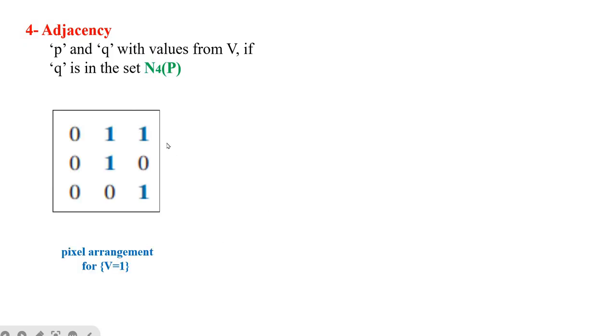Suppose here I consider this as the image and these are the pixel values. Here we are taking V equal to 1, which means that only the elements from this set can be included for making connections. If I choose this pixel, it can be connected only to this pixel, because its value is 1. I cannot connect it with these other pixels, because their values are zeros, as we have taken the set V equal to 1.